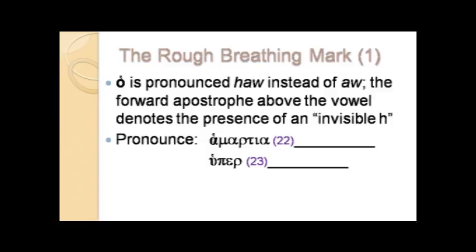The first one, without the rough breathing mark, would be amartia. Now we account for the fact that there is a rough breathing mark there, so we put in the H sound, so it becomes hamartia. Like in hamartiology, this is the root word for hamartiology. Hamartiology is the study of sin. Hamartia is basically the Greek word for sin.